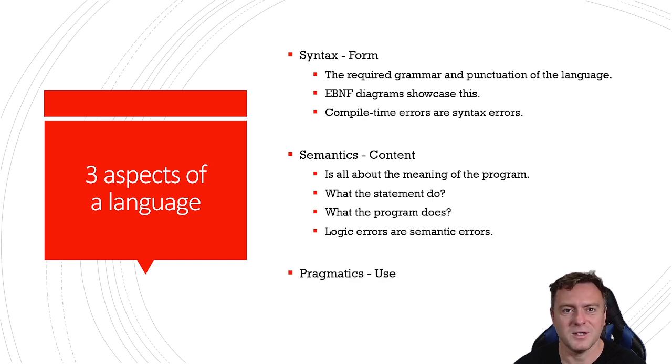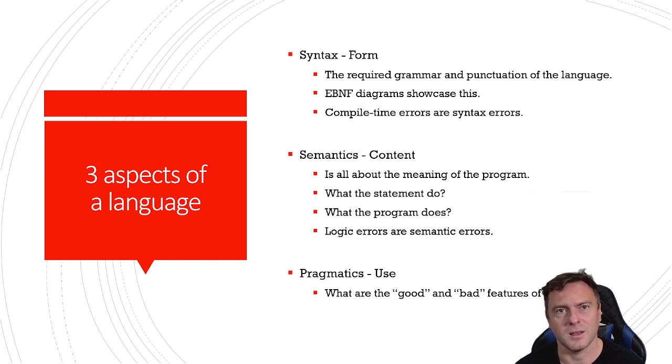And the last one that we need to know is pragmatics, which is the use. So pragmatics are what are good and bad features of the language. So for example, you wouldn't try to build Fortnite with Python, and similarly, you might not want to do machine learning with something like C++.